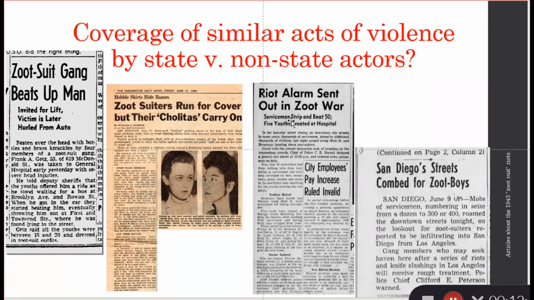Right. So you can see here, servicemen strip and beat 5 youths treated at the hospital. So they comb the streets on the lookout for Zoot Suiters. Simply on the basis of wearing, basically, an identifiably Latino costume, you were going to be roughed up, right? But it's kind of interesting how it's not depicted as terrorism or racism, right? The term cholitas was used as a derogatory reference to their girlfriends or wives, right?